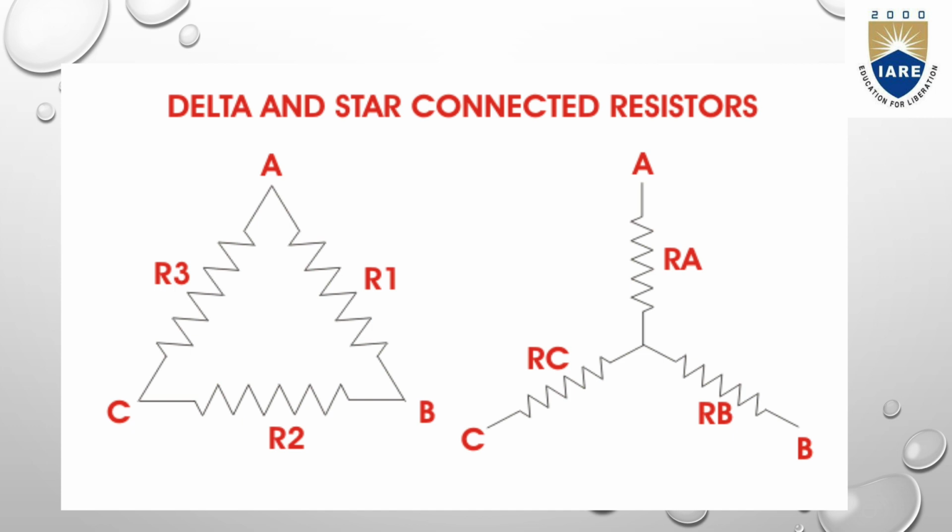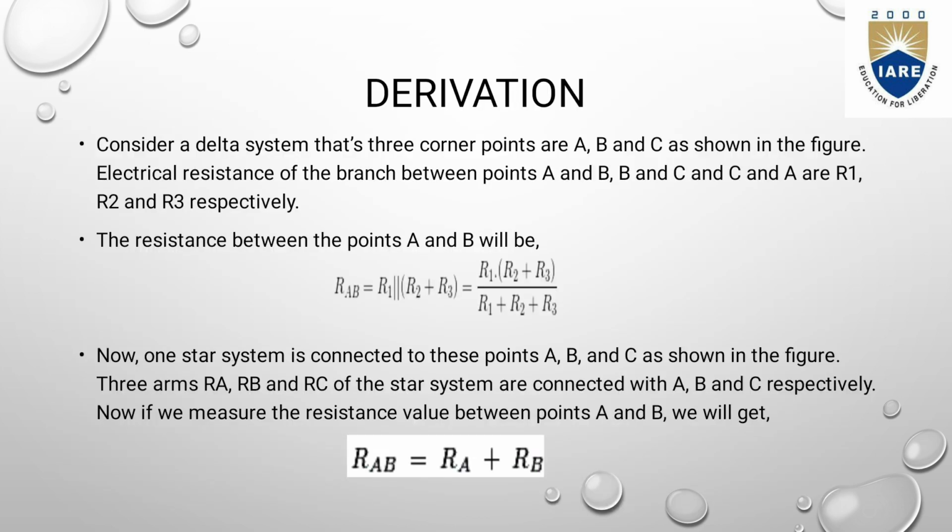So here we are taking a delta circuit which is named A, B, C with resistors R1, R2 and R3. This delta circuit is to be converted to a star circuit with the same notations A, B, C, and resistors RA, RB, RC. So let us derive the formulas to convert a delta circuit into a star circuit. Let us go through the derivation.